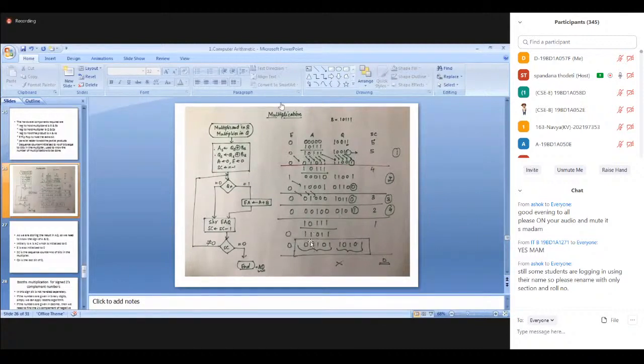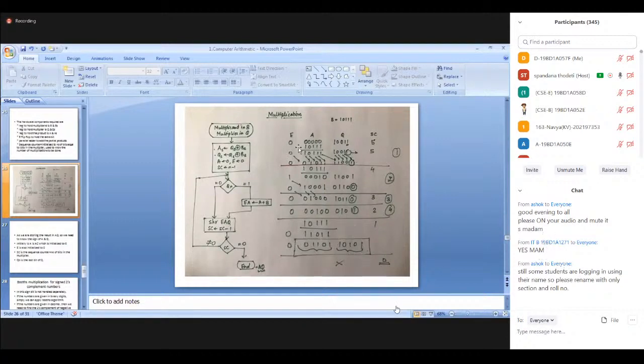Just move the bits towards the right side, one bit. Decrement the sequence counter. Now the sequence counter value becomes 0. Whenever it is 0, you can stop the procedure. The final result is stored in AQ. Whatever is there in A and Q is the resultant value.